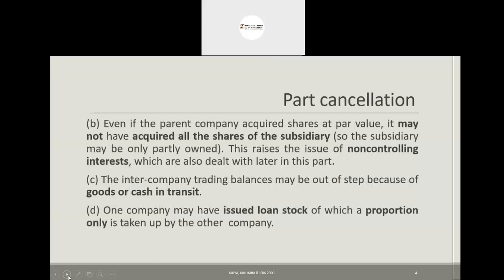The second scenario is where a company may have acquired the shares at par value, but may not have acquired all of them. And we have a situation where the subsidiary is not a wholly owned subsidiary, but a partly owned subsidiary. This will raise the issue of non-controlling interests, which again we'll look at in a different video.